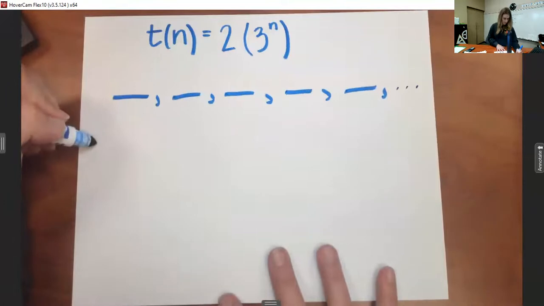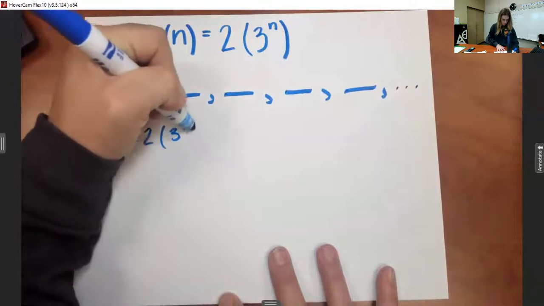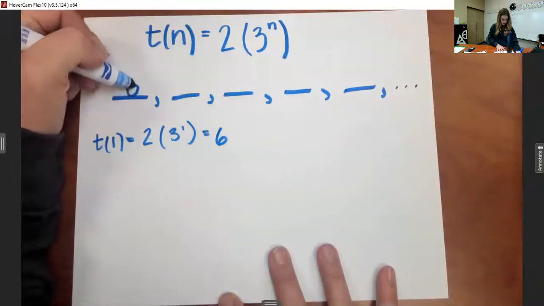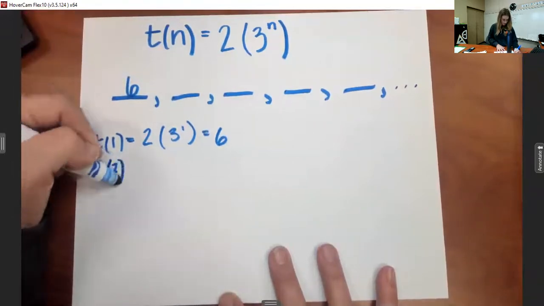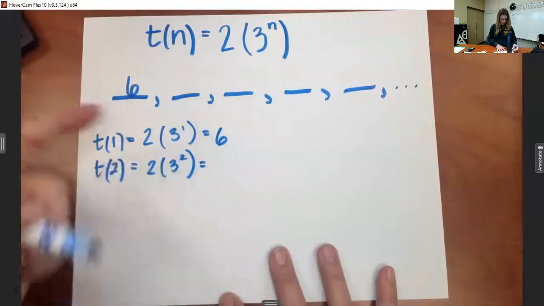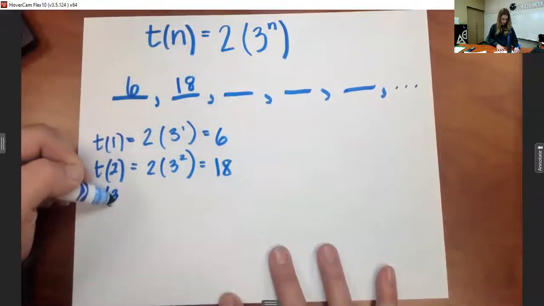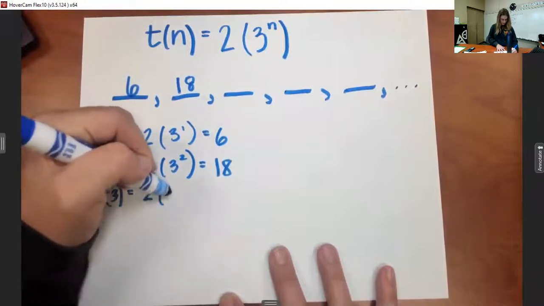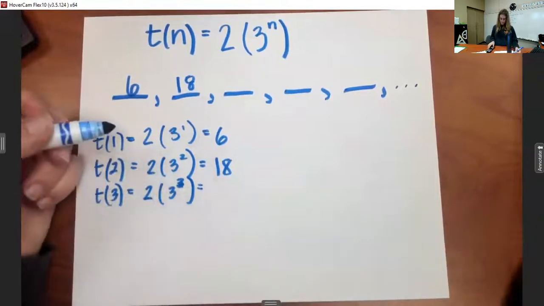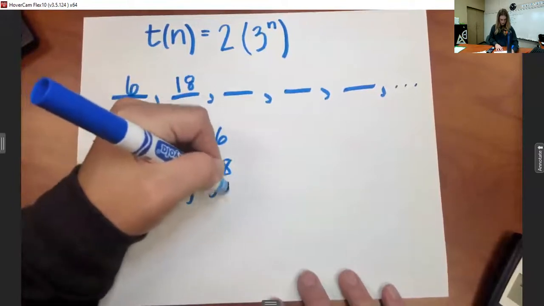All right, let's start. Let's find the first term. T of 1 equals 2 times 3 to the power of 1, which is equal to 6. T of 2 equals 2 times 3 to the power of 2, which equals 18. T of 3 equals 2 times 3 to the power of 3. 3 to the power of 3 is 27 times 2 is 54.